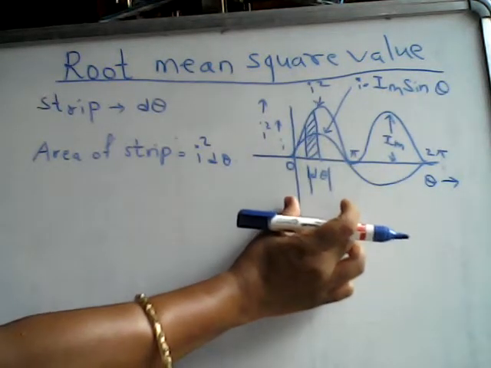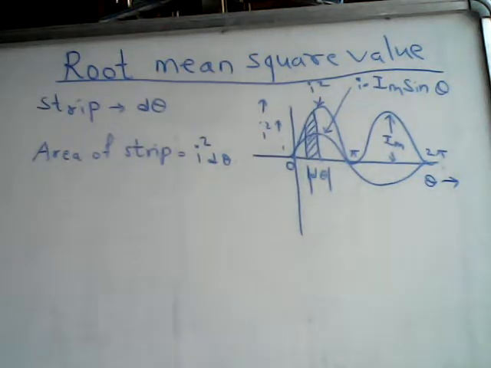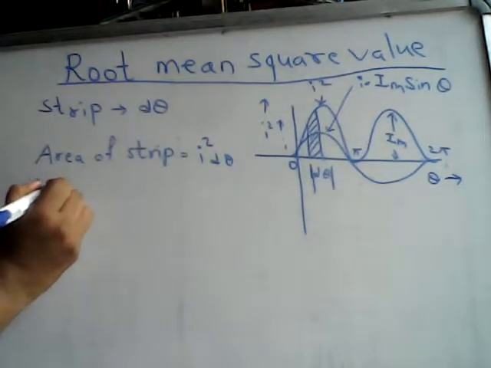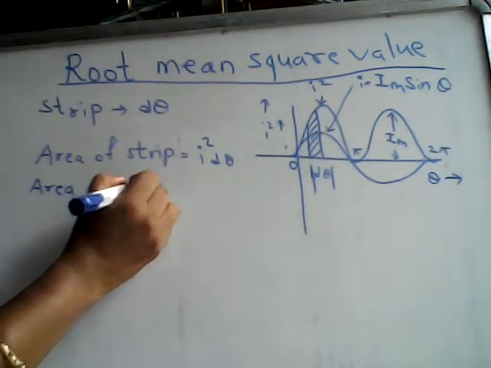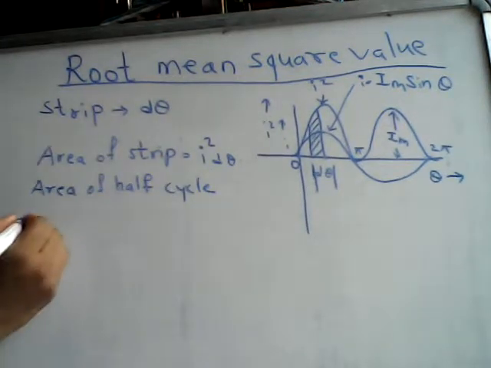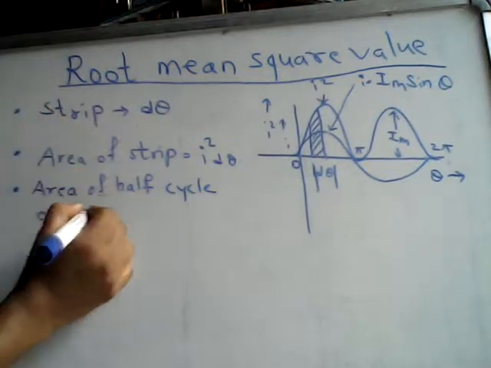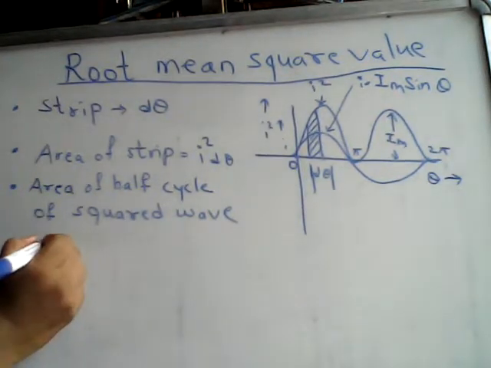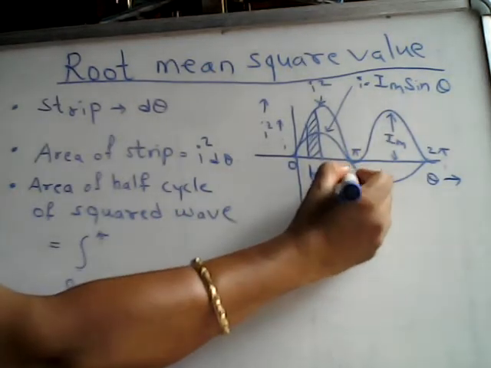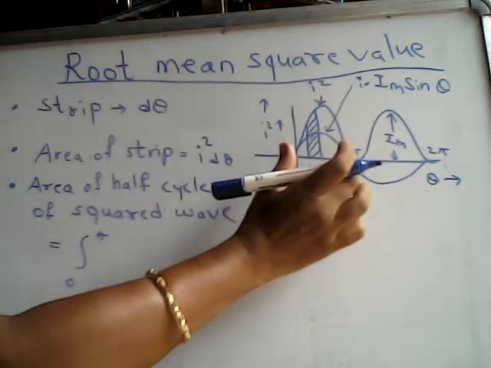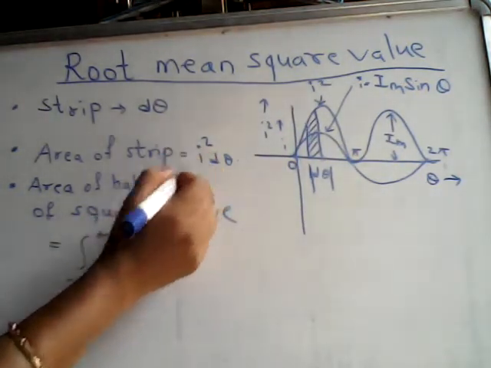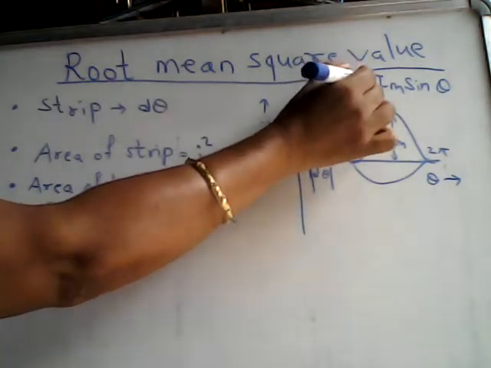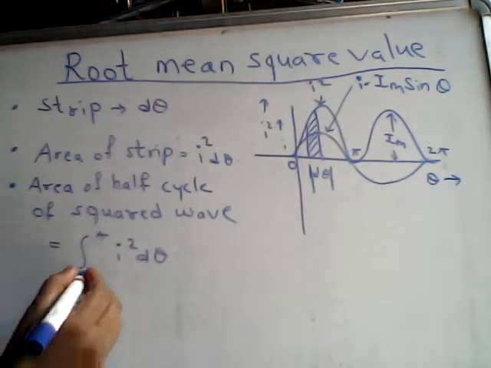Now considering the one half cycle and calculating the value of area over the half cycle. So area of half cycle of squared wave is given by 0 to pi, because from here to here it is pi. 0 to pi, half cycle is of pi. So 0 to pi into the area, that is nothing but I square d theta. And we know the value of I. I is what? The AC current, which is given by Im sin theta.